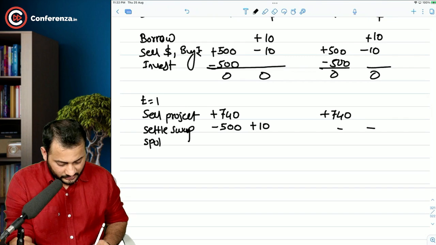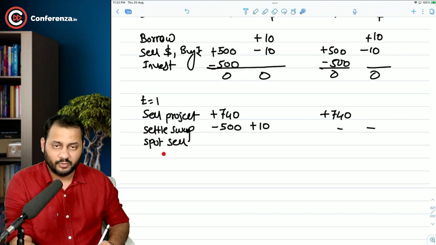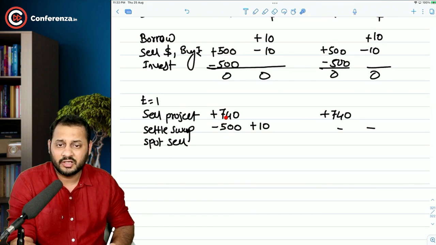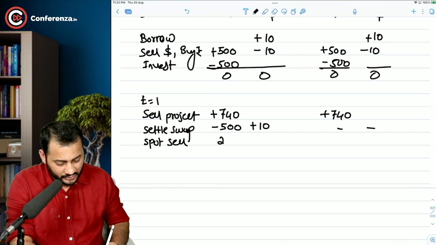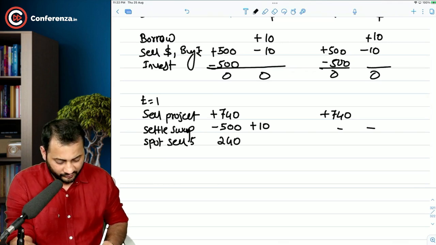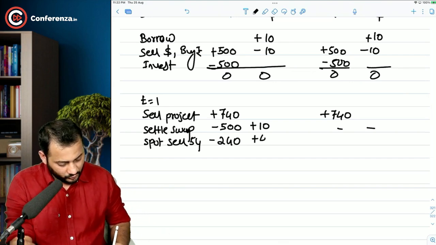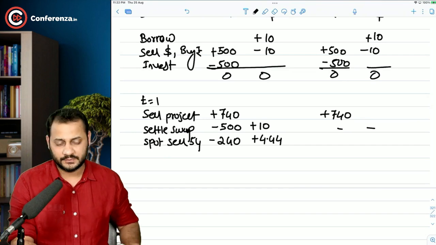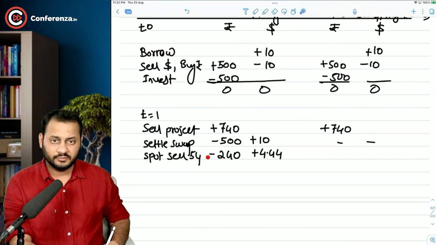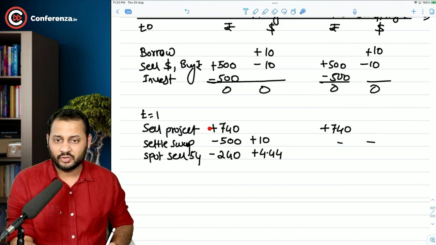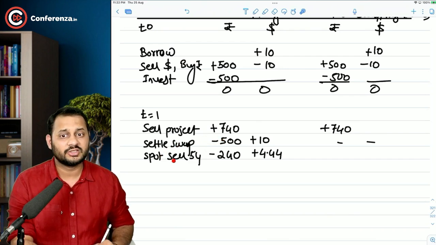And spot sell. What do you mean by spot sell? The balance left after the payment of 500 crore from 740 will be sold in the open market at a rate of 54, and we will receive 4.44 crore dollars. See, this is how it is happening. We sold the project at 740 crore. Out of that, 500 crore was used for settling the swap, and the balance left was sold in the spot market, the open market, at the spot rate.